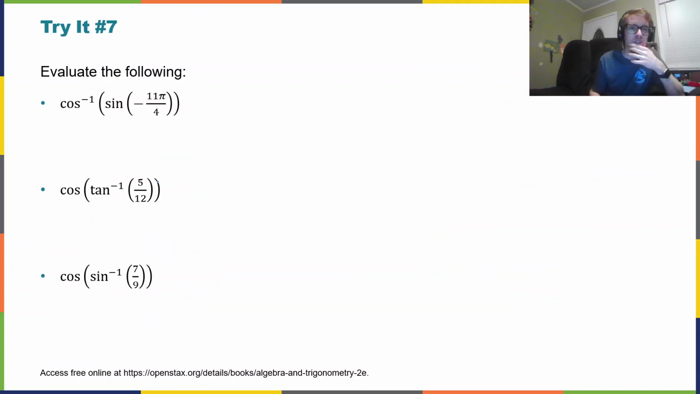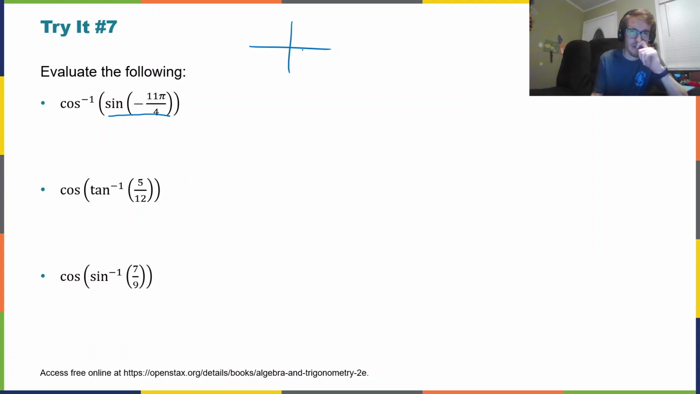All right, for number 7, we have arc cosine of sine of negative 11 pi over 4. Now, I hope you've noticed just right there, those aren't the same function. Arc cosine of cosine is a different story than arc cosine of sine. So for each of these, I'm going to actually just evaluate this from the inside out. So I'm going to find the sine of negative 11 pi over 4.